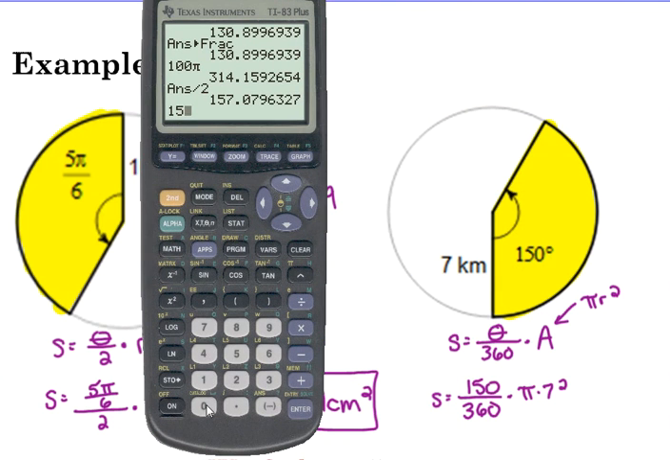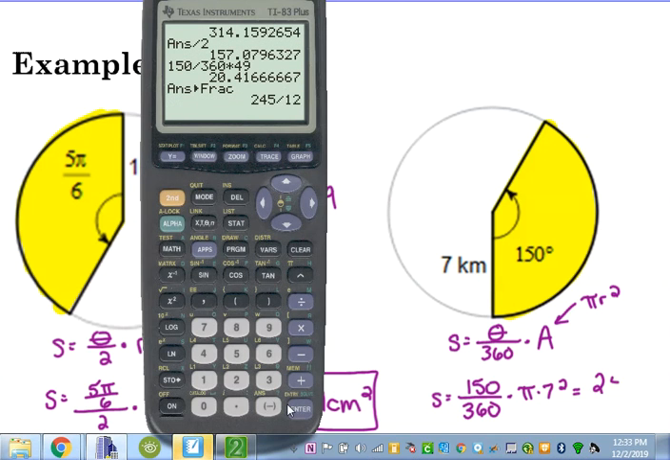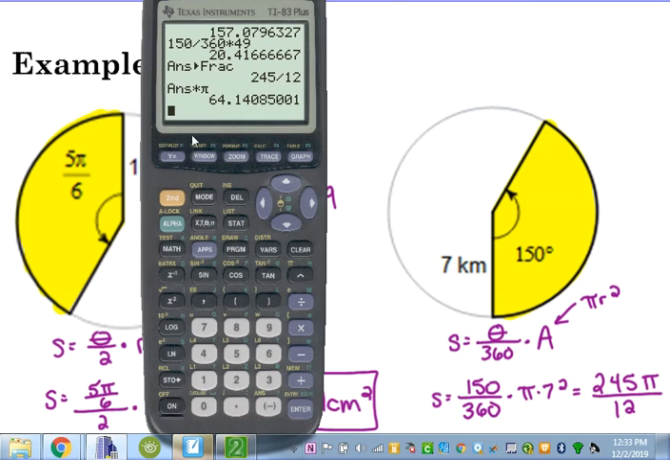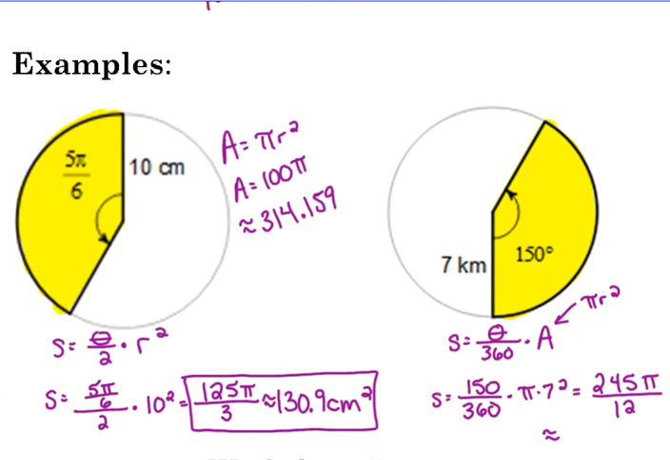Put in everything but the pi. 7 squared is 49. Forgot to turn it to a fraction. 245 pi over 12. Kind of weird, but it's weird. Doesn't mean that it's not right. So 64.141. And this is square kilometers.